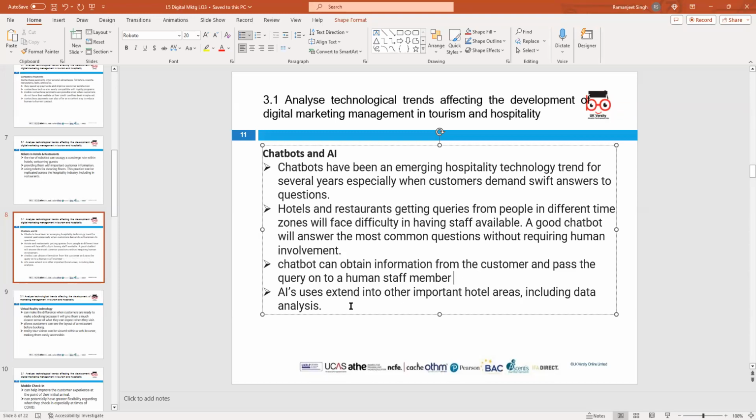Furthermore, right, AI, you know what AI stands for? Artificial intelligence. Artificial intelligence, excellent. Okay, so artificial intelligence is on the rise all the time, and it is used for data analysis, and for extending into other important areas in the hotel. So chatbots and artificial intelligence have been on the rise in the hospitality trade over the years.